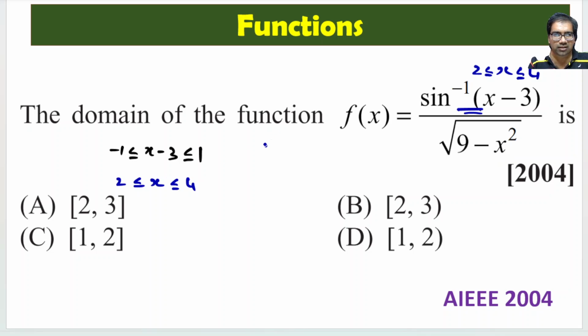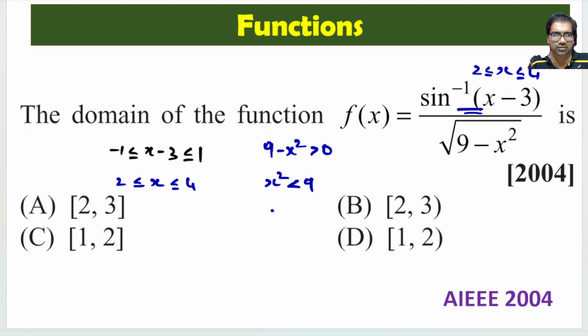What is the denominator? 9 minus x square should be greater than 0. It should be strictly greater than 0 because this is in the denominator. Even if it is 0, it is not permissible. First of all, it is a square root, and secondly, it is in the denominator. So it should be strictly greater than 0. So what does that mean? X square should be less than 9.